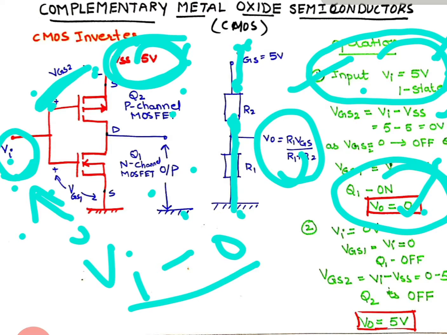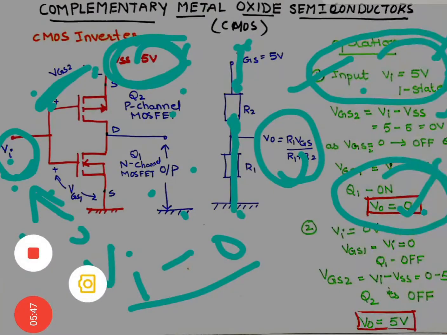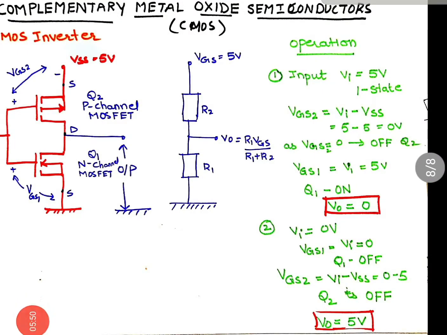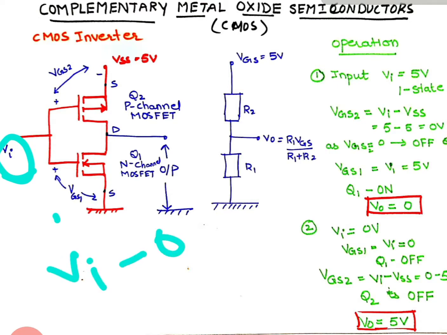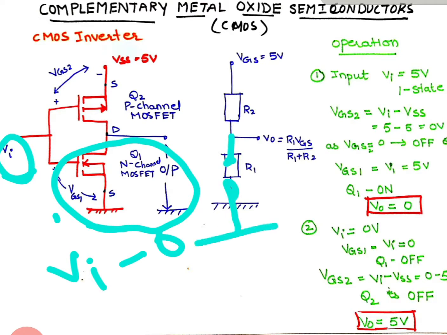Now let us take the case where we give input as 0 and check the output. Let us take Vi as 0. VGS1 is nothing but Vi minus 0. Input is 0, therefore 0 minus 0 is 0. Therefore this transistor Q1 is off. Off position offers very high resistance, therefore it is open. Let us take this as an open circuit, very high resistance.